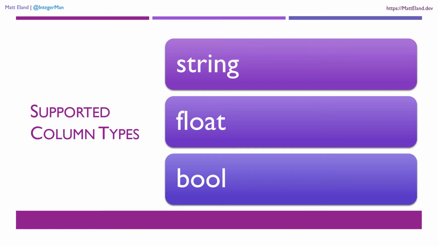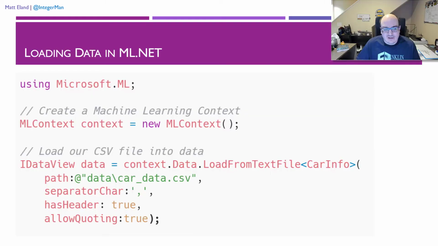So once you have your model class, that's when you need to go in and actually create an ML context. That's the context object, which is really the main entry point for ML.NET. So we're creating our context object, and then we're going to load up our data. We say context.Data.LoadFromTextFile, and we tell it what each row should be represented as. Here I'm telling it to put this into a CarInfo class, and this is going to create an IDataView representing all that data we loaded up.